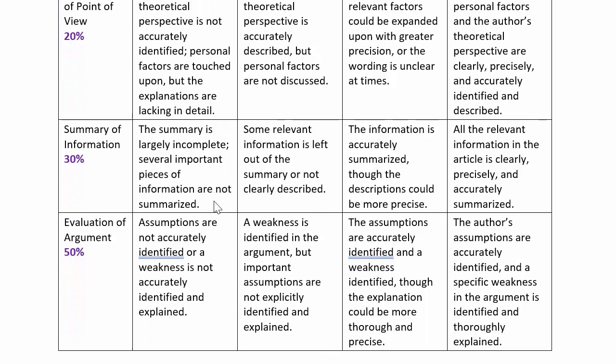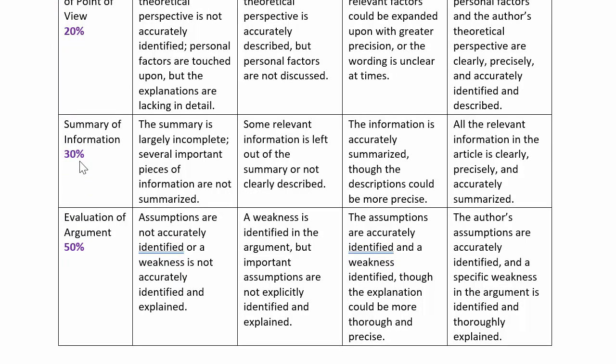And here you see the descriptions for the two other outcomes in the rubric: summary of information and evaluation of argument. I'm not going to read through all of it. Let me read through the excellent level for summary of information. All the relevant information in the article is clearly, precisely, and accurately summarized. So relevance, that's a standard in this description: clarity, precision, and accuracy.